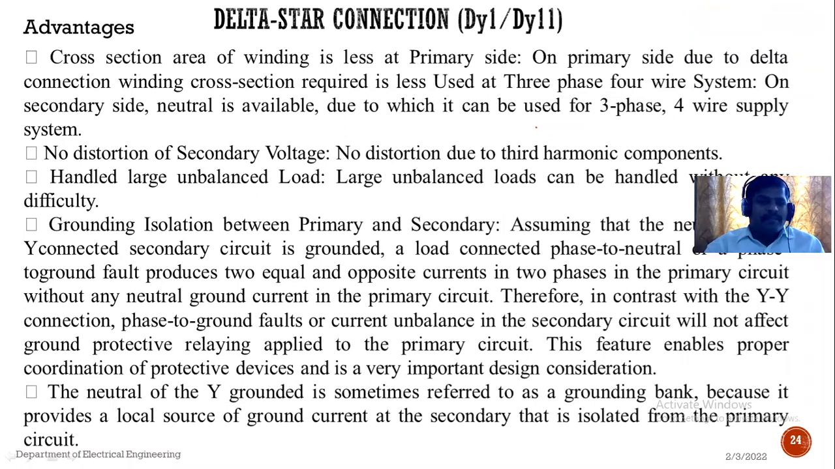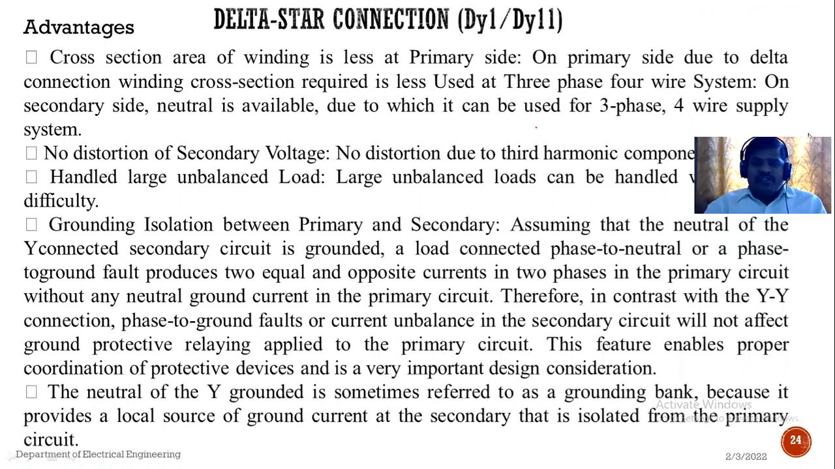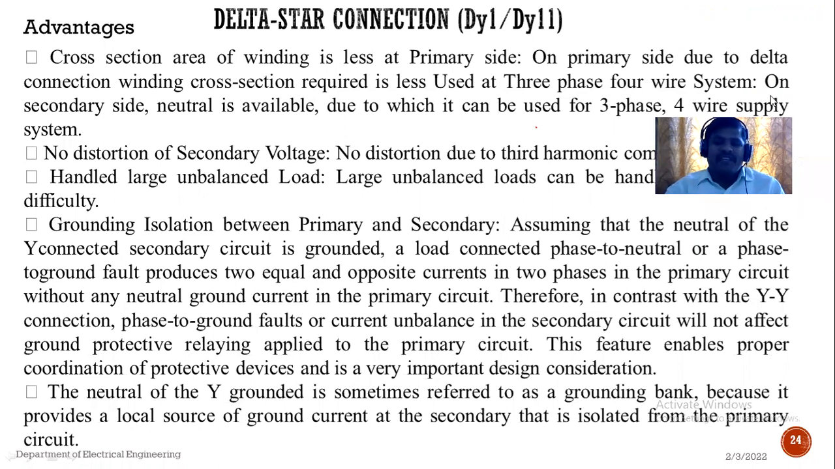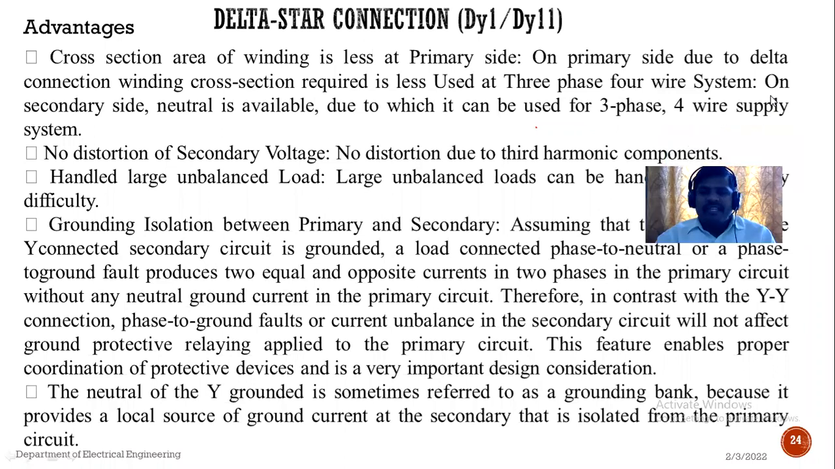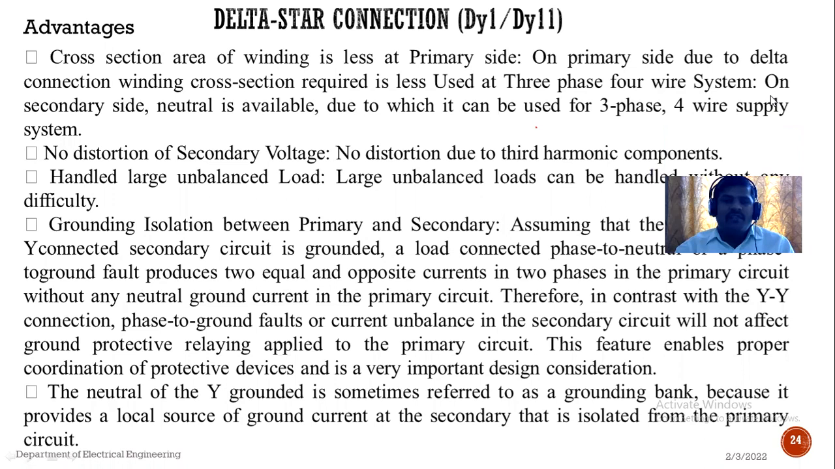Okay, then the second advantage is that a 3-phase 4-wire system is available. That means the secondary side has 3 phases and a 4-wire system. So the neutral is available, due to which we can easily use it for a 3-phase 4-wire supply. That means for domestic appliances, or for a domestic load. It can be used for a domestic load or domestic appliances.